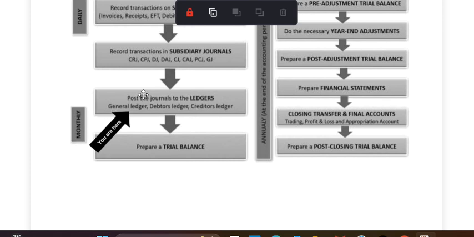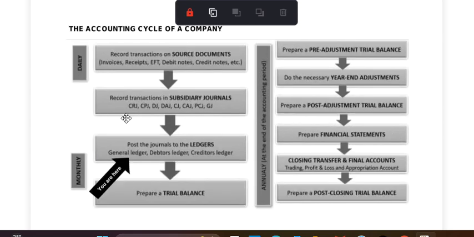This is what you do monthly. You post the journals to the ledgers. So that will be your general ledger, debtors ledger, and your creditors ledger. And then you prepare a trial balance. Right now, this is where we are, posting the journals to the ledgers.